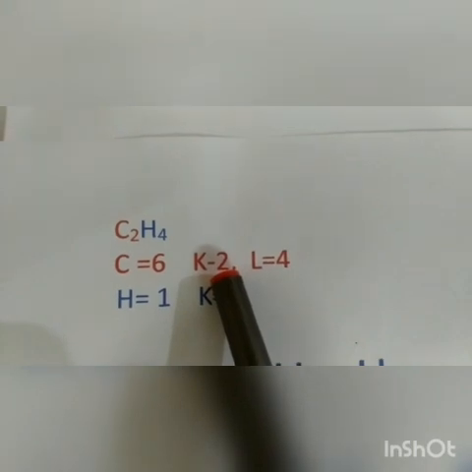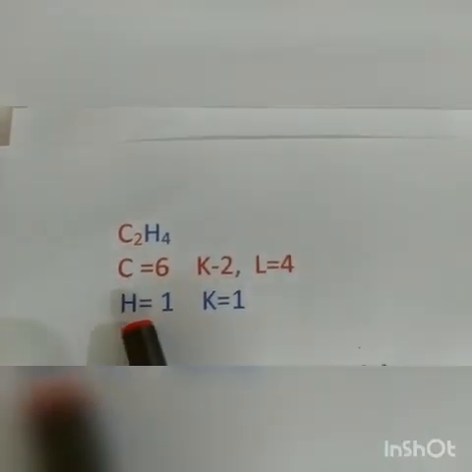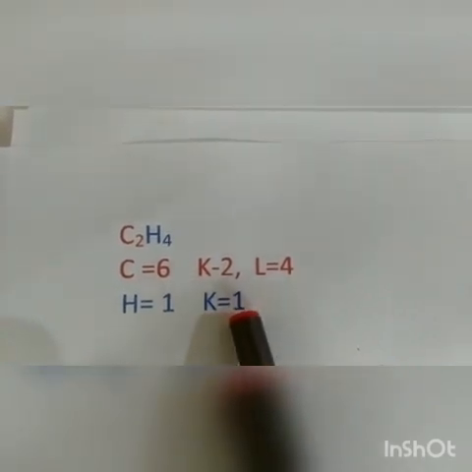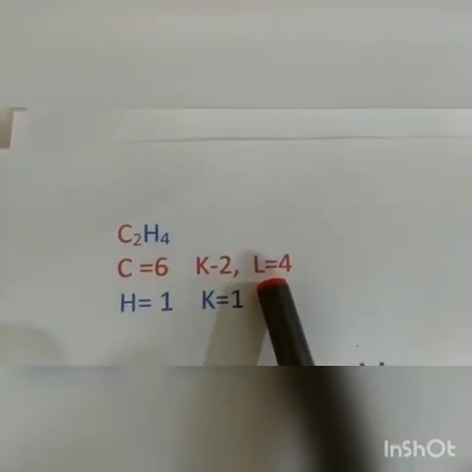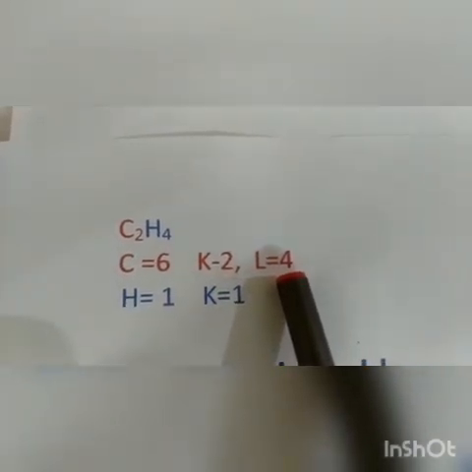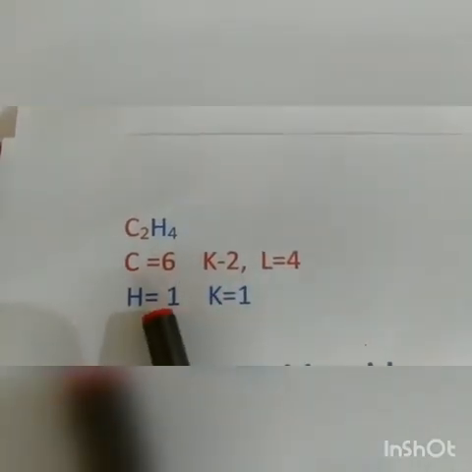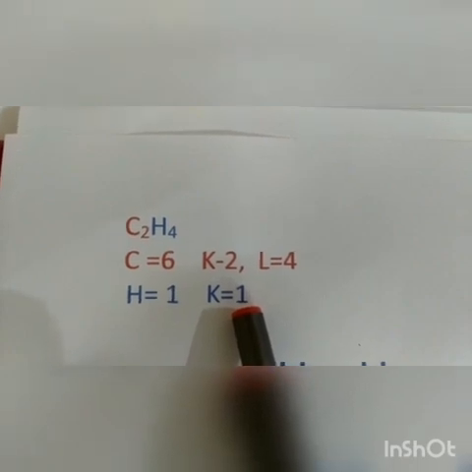Now you know the carbon atomic number is 6. Its electronic configuration is in K shell there are 2 electrons and in L shell there are 4 electrons. Hydrogen atomic number is 1 and its electronic configuration is in K shell it has 1 electron. Now in carbon in L shell there are 4 electrons, so it needs 4 electrons to complete its octet, and in hydrogen there is 1 electron. In K shell it needs 1 electron to complete its octet.